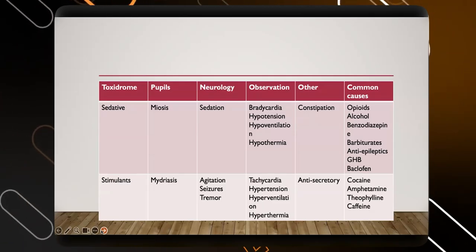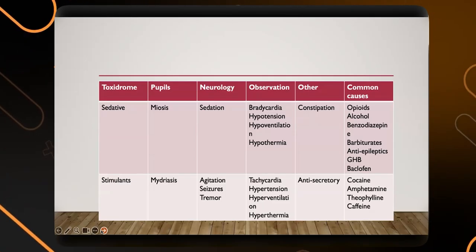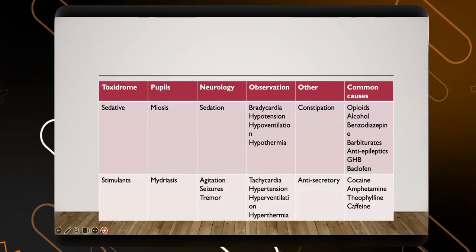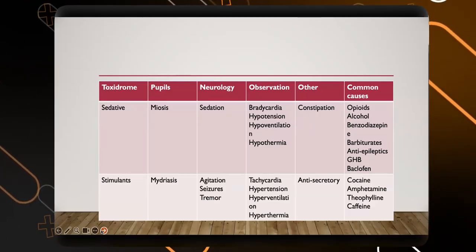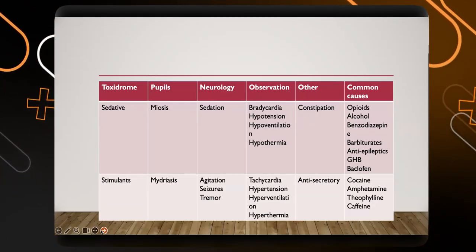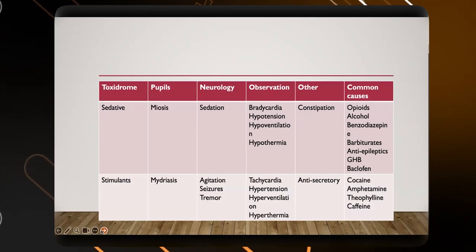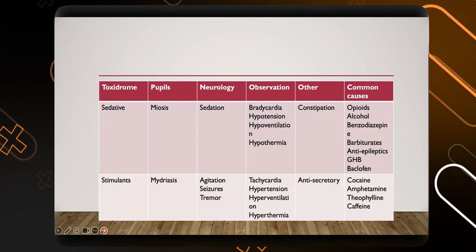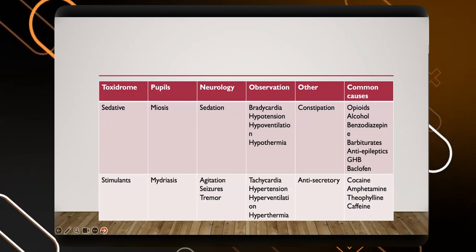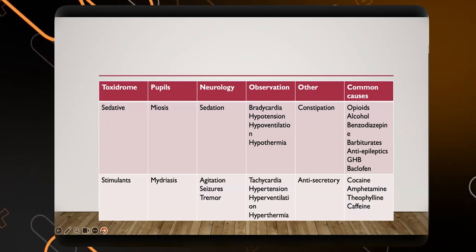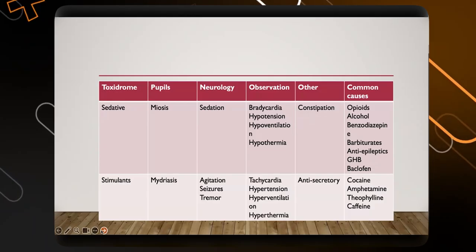Stimulants lead to mydriasis. Neurologically, it leads to agitation, seizures, and tremor. Observations wise, leads to tachycardia, hypertension, or hyperventilation, and hyperthermia. And it is anti-secretory. The common causes include cocaine, amphetamine, theophylline, and caffeine.